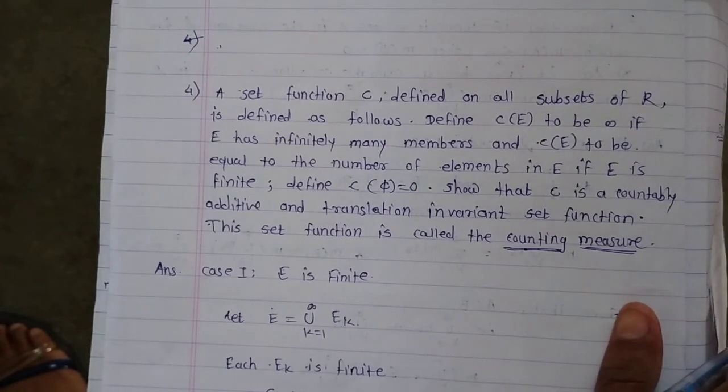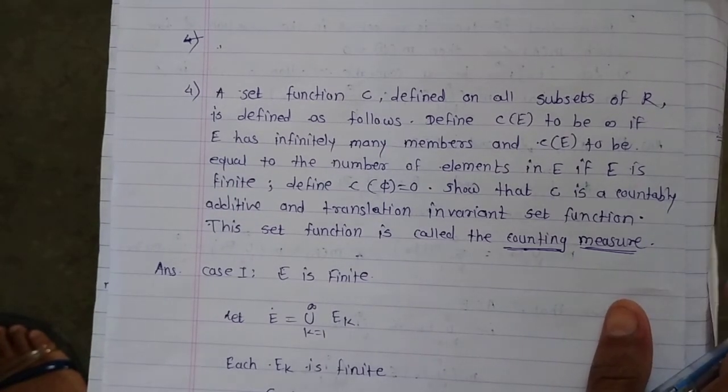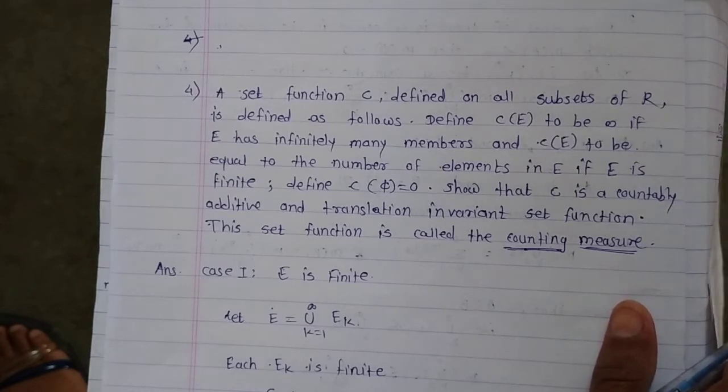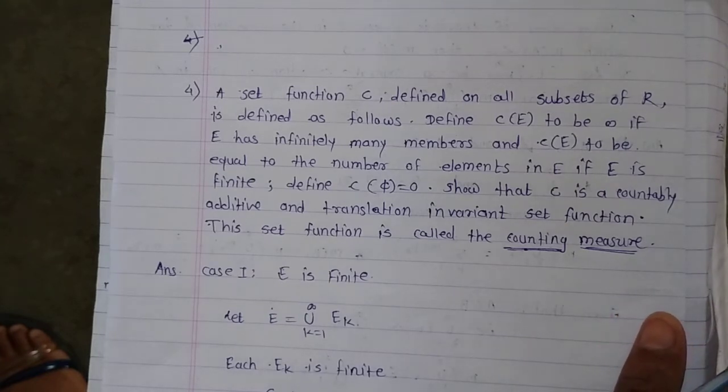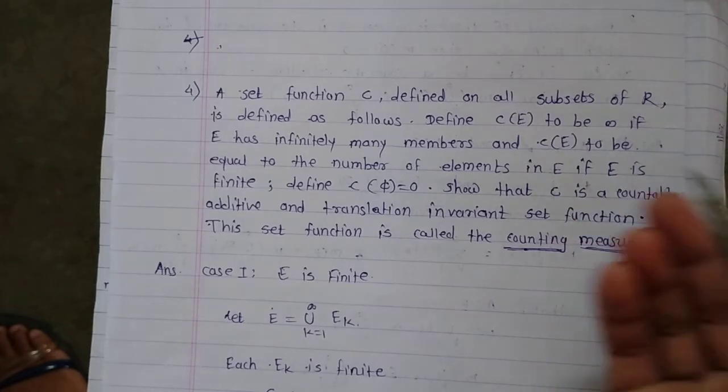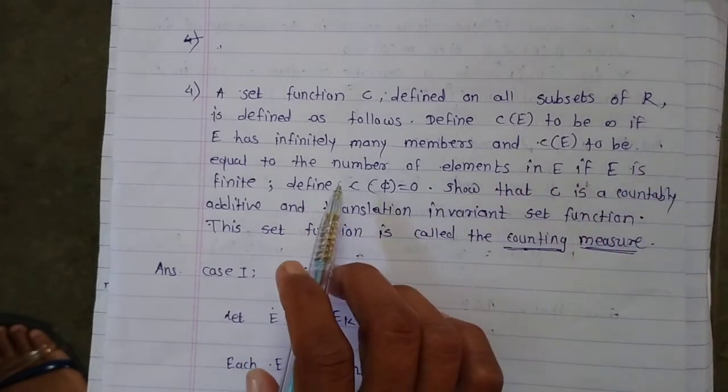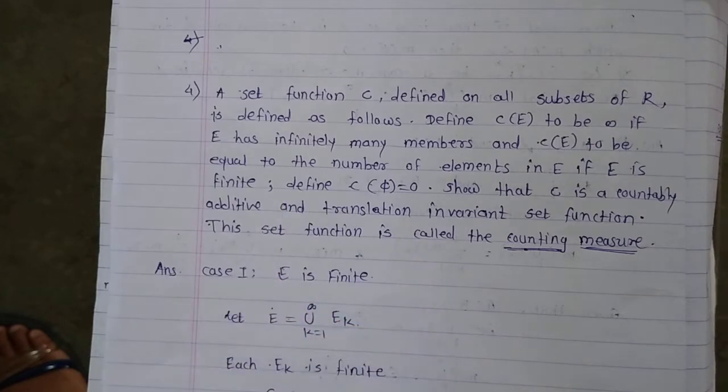So here you have to show that the function is well defined. C is a function which is defined as follows: if set E has an infinite number of elements, then the function C on that particular set E is infinity, and for a finite set it is defined as the number of elements in that set.